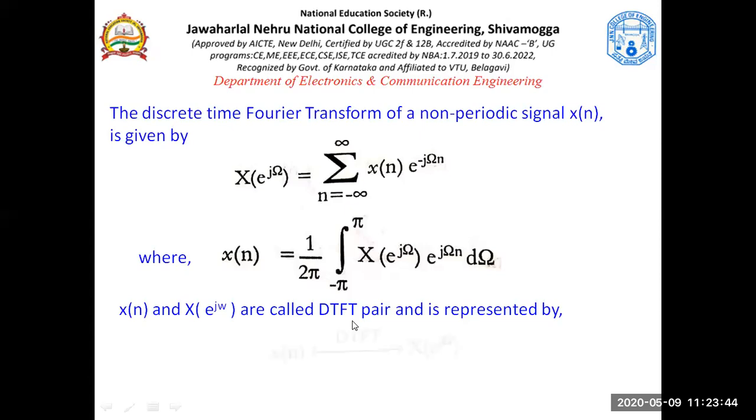And they are represented like this. And what is this equation called? This is X of e power j omega. Why do we have to take x of n into the frequency domain? This is the time domain signal, and this is the frequency domain signal. Why do we need to operate in the frequency domain? Because in the time domain, we don't have the frequency information.